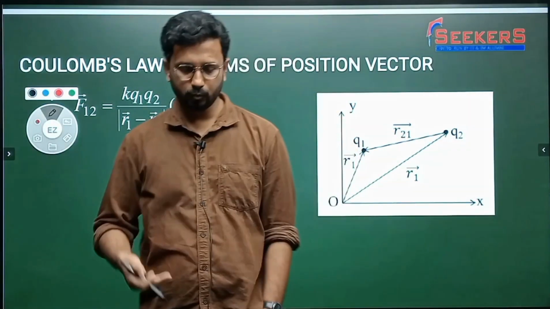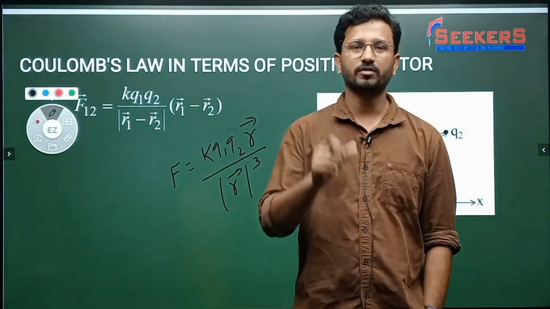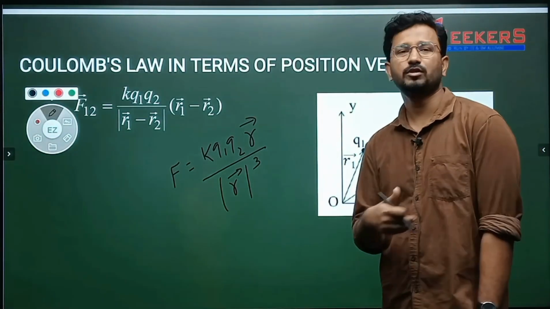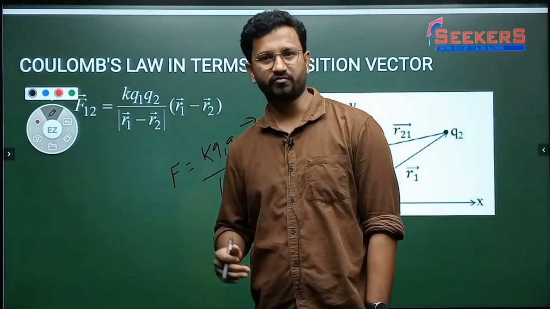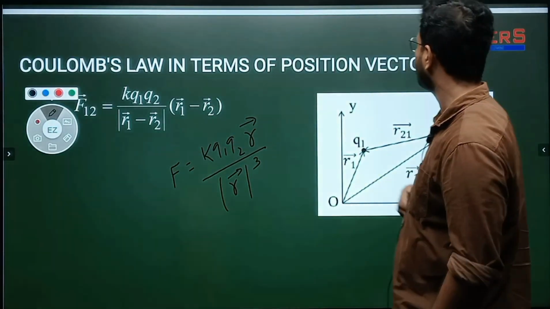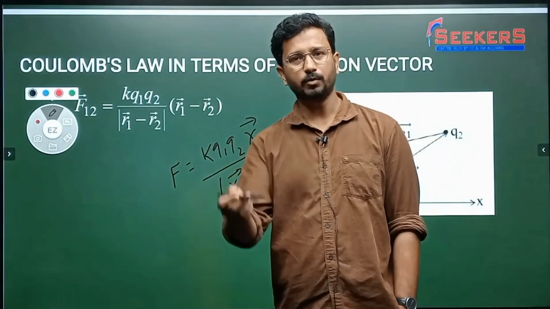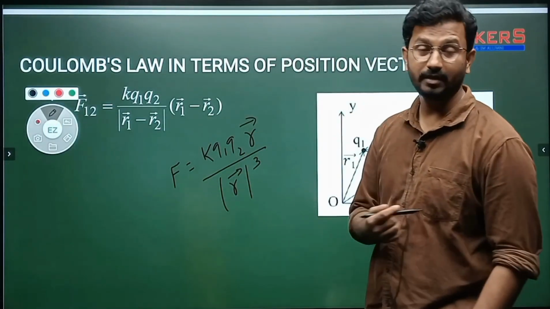Because in the previous slide, it was written as F equals K Q1 Q2 by R square. That just gave you the magnitude of force. It didn't give the direction of force. But if you write Coulomb's law in terms of position vector, or in vector form, it will give you the magnitude plus it will give you the direction also.